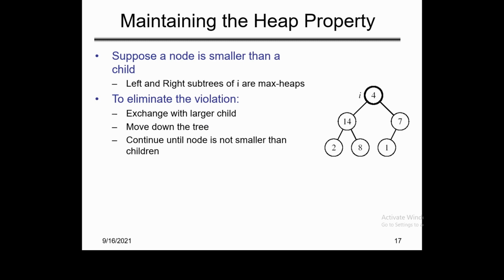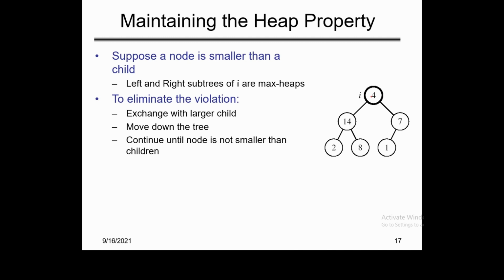Now, maintaining the property of the heap. So suppose a node is smaller than a child node. You can see here this node is smaller than a child node. Its value is 4, its children are 14 and 7. And another assumption is this, ye property yahan violate ho rahi hai, but iske left aur right mein jo nodes hain ye max heap hain, yahan property violation nahi hai, theek hai. So left and right subtree of I are max heaps.